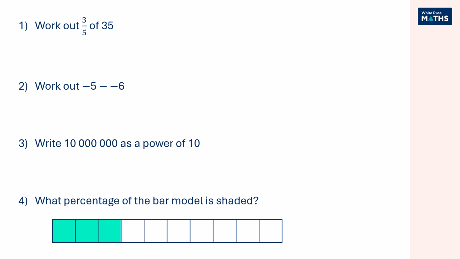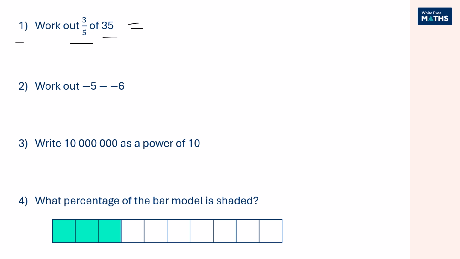Let's recall. So this is question number 1, okay, this is our starter. Work out 3/5 of 35. So this is actually going to be our lesson for today. Now, in order to work out a fraction of an amount, we divide the number or quantity or value by the denominator, then we multiply by the numerator.